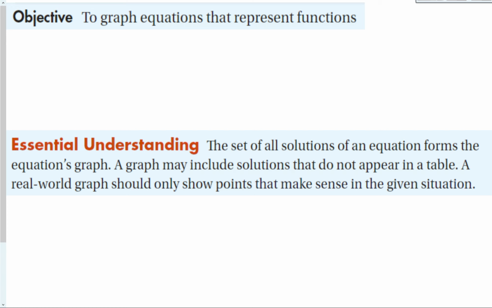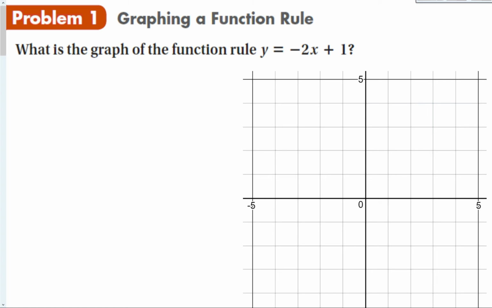A graph may include solutions that do not appear in a table. A real-world graph should show only points that make sense in the given situation. Okay, so we're going to start off graphing the function rule y is equal to negative 2x minus 1.